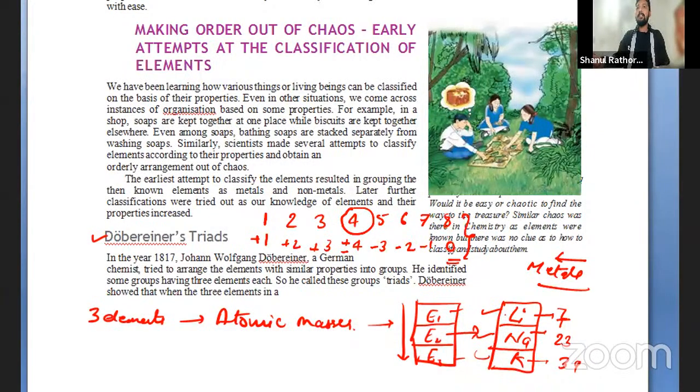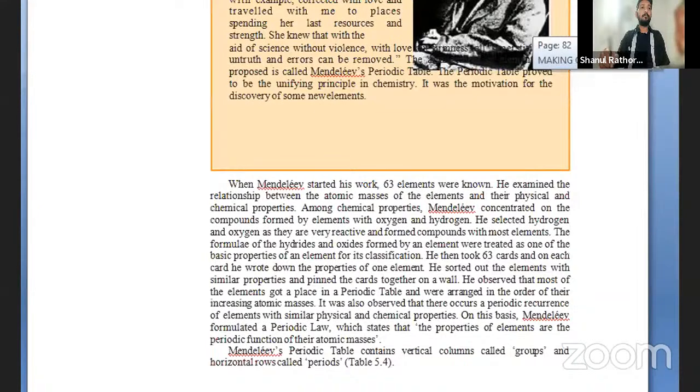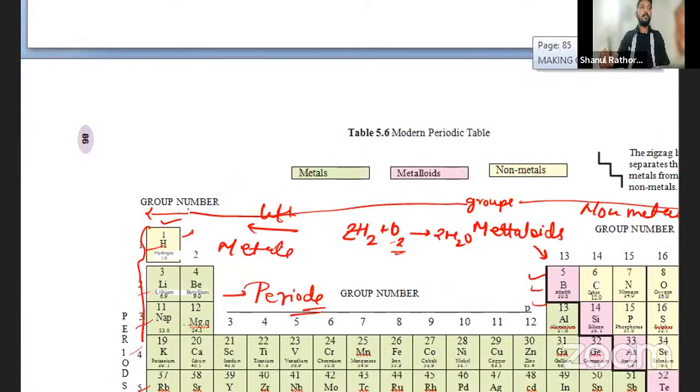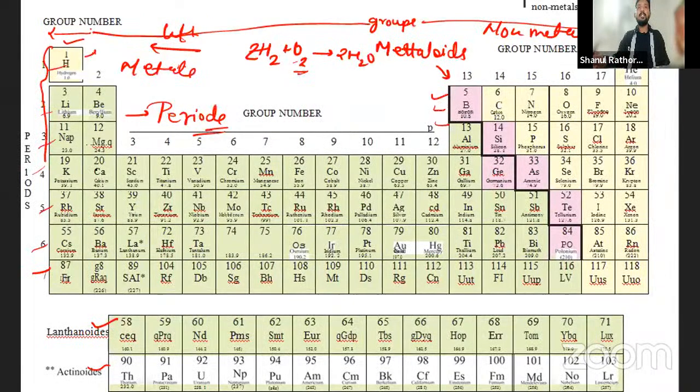Again, like calcium, barium. Let me draw your attention to the periodic table again. Here we can see calcium, magnesium, and beryllium, right? They are another example of a triad.